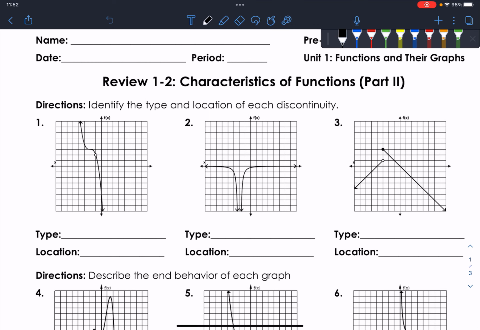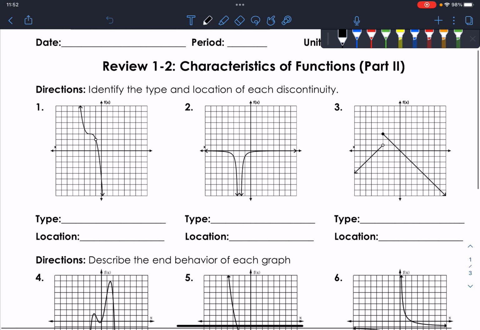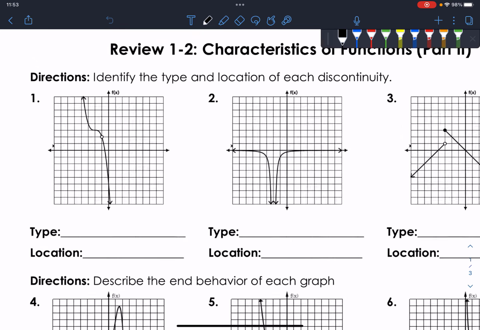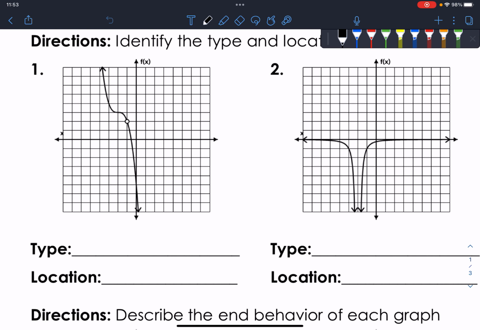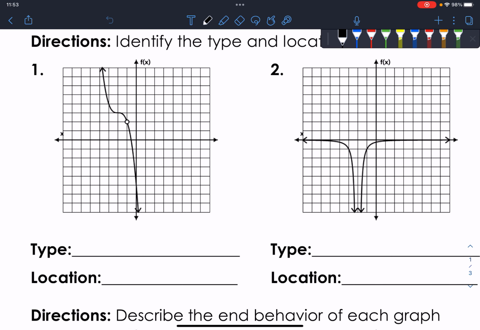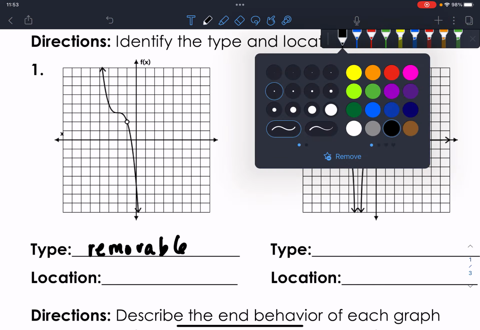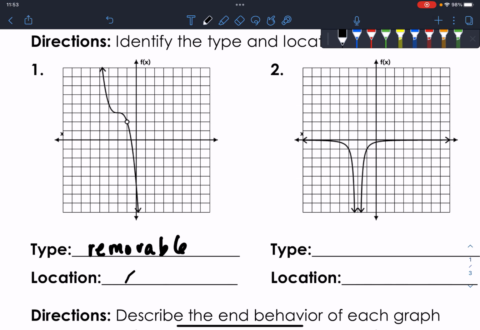So we have our second review for our chapter 1 section, the characteristics of functions. And the first part is identifying and locating the type of discontinuity that exists within each graph. This graph right here has a removable discontinuity, and it's located at the x value of x is equal to -1.